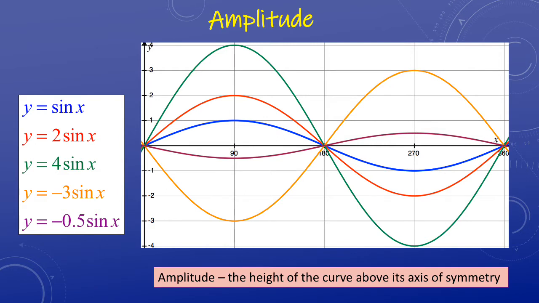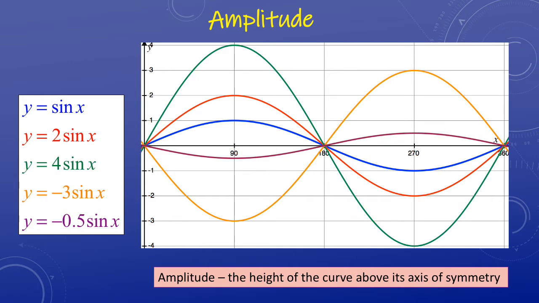In y equals negative 3 sine of x in orange, several changes occur. First, the height of the curve above its axis of symmetry is 3, which becomes the curve's amplitude. But instead of the curve going up at first, it goes down. We call this reversing the curve.